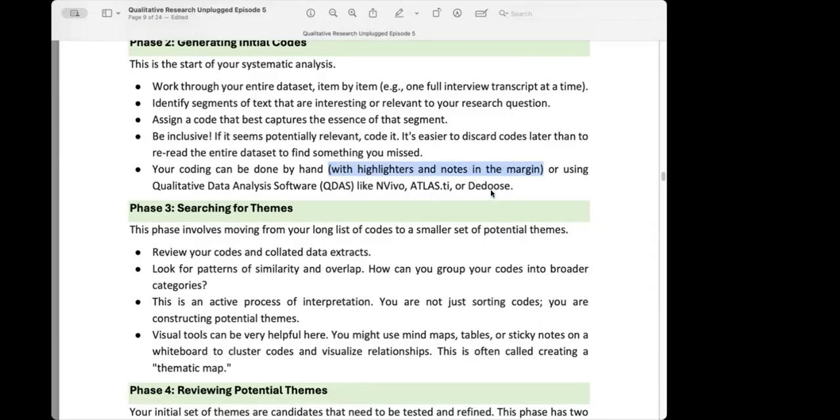Or more efficiently, especially with larger data sets, you can use qualitative data analysis software, often called QDAS, like NVivo, ATLAS.ti, or Dedoose. These programs allow you to digitally highlight and tag segments of text with your codes and easily retrieve all instances of a code later. Okay, let's apply this to Maria. What codes might emerge?